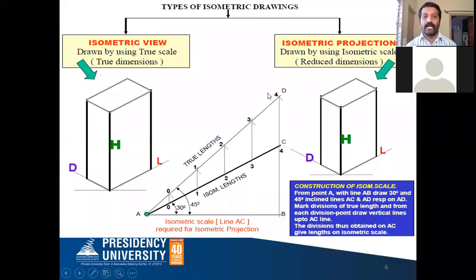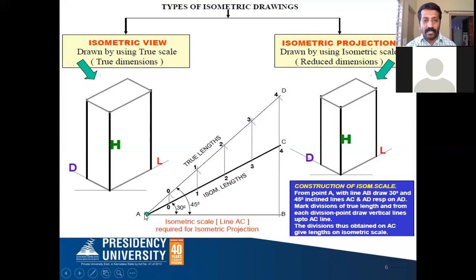Okay. After that, for example, here 0, 1, 2, 3, 4, some example, so some marking I have done. How to convert that into the isometric length or isometric dimension? Just keep on drawing the vertical line from each and every dimension that you have marked, the actual dimension on this 45-degree line, till it meets the 30-degree line.